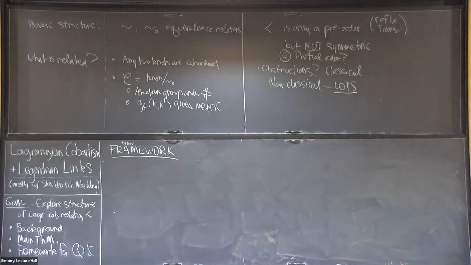Okay, and so with the existence of these upper bounds in hand, we can define a new relation that I'll call Lagrangian quasi-cobordism between two Legendrian knots, and this is going to bring the overall structure on the set of Legendrian knots to something much closer to the smooth concordance case. Okay, and this is a framework.